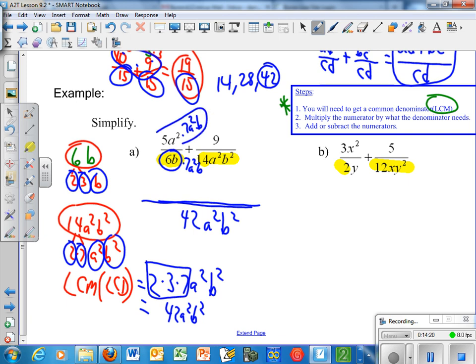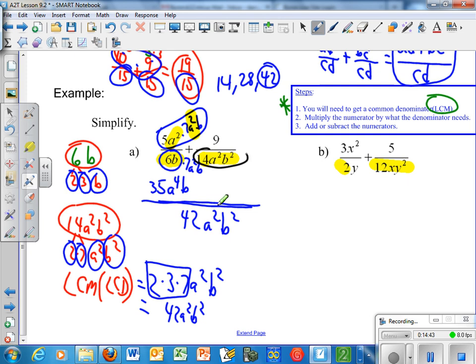This right here. So what does that leave me with? Well, that leaves me with 35a to the fourth. Now, where does a to the fourth come from? If you look right here, I've got a squared and a squared. That's where a to the fourth comes from. And then I have the b. Okay? Alright.